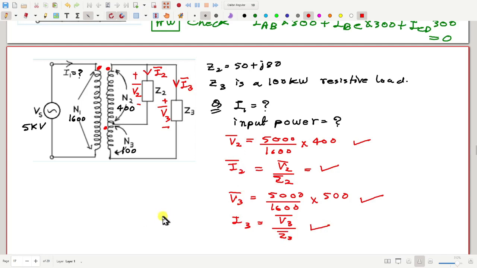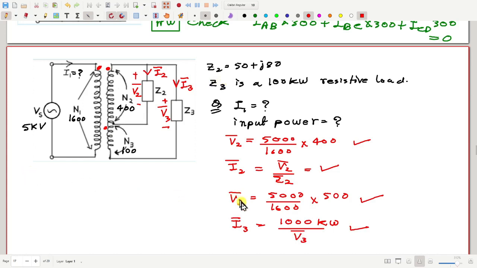Okay, what's next? Sir, I think it will be found by the power. Yeah, you can also use that. Oh, yes, you're right. Z3 is not given, so we cannot do it in this way. But V3 is known, and with unity power factor, I3 will be the 100 kilowatt divided by this voltage V3. This way we can find it, because the Z3 value is not given. You are right.